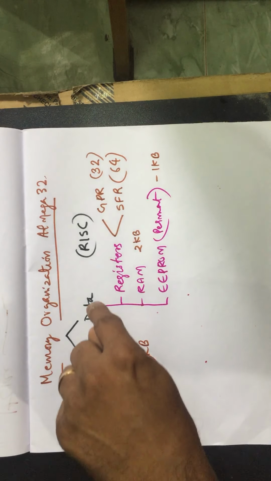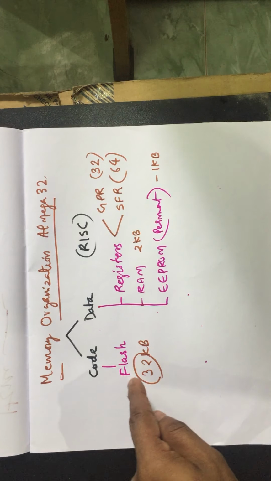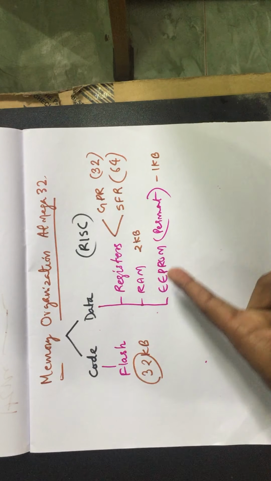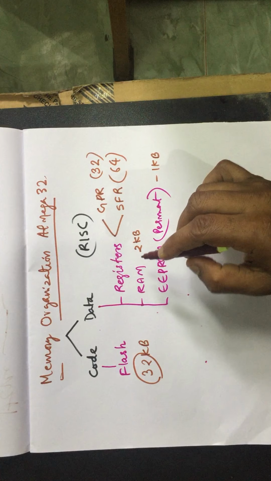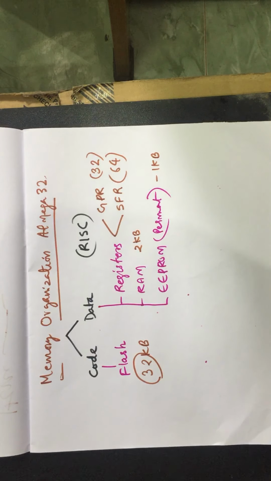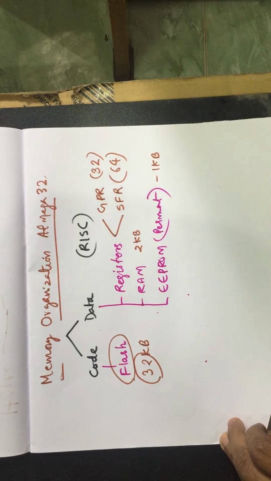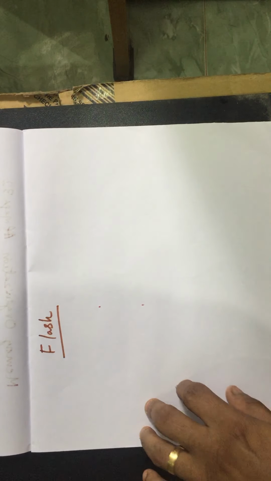Once again, code is nothing but the program, and it can be stored in flash of 32 KB size, and data can be stored in registers, RAM, EEPROM. Remember, registers are fast and they are directly accessible to the arithmetic logic unit. Now we will concentrate on flash, how this flash is organized. Let us study flash.